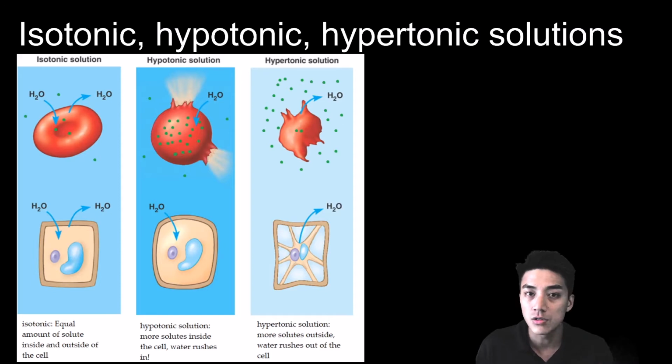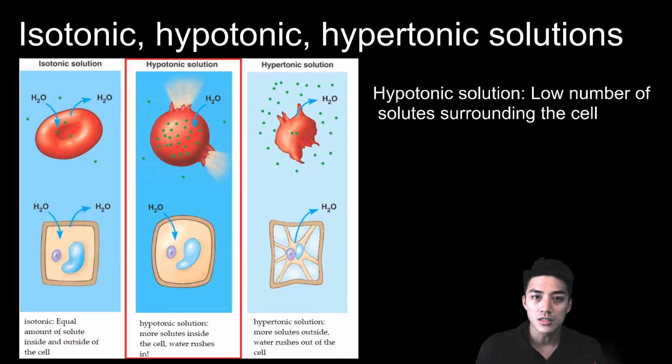You can see how I drew 3 green dots representing the solutes inside the cell, and then 3 green dots on the outside. Because it's in an isotonic solution, water moves equally both inside and out of the cell. The cell remains normal. Now if you turn your attention to the panel that's in the center, we're now looking at a hypotonic solution. Hypo means low, so there's a low concentration of solutes in the solution.